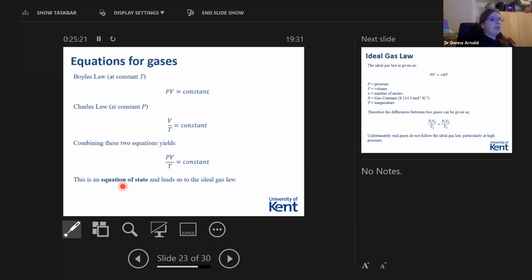So if we think about these a little bit more, we know Boyle's law describes the behavior at constant temperature, and we have pressure times volume is equal to a constant. We know that Charles' law is at constant pressure, so this gives us volume over temperature is equal to a constant. And if we combine these two equations, we get PV over T is equal to a constant. And this is an equation of state, and you will have met the concept of equations of state earlier in the lecture block when we talked about thermodynamics. And this leads us to the ideal gas law.